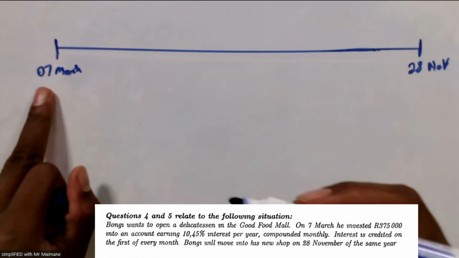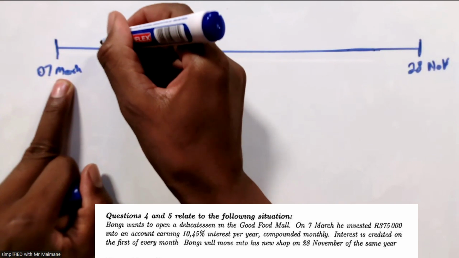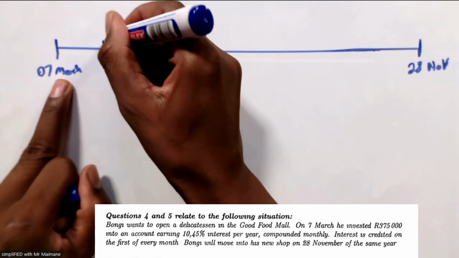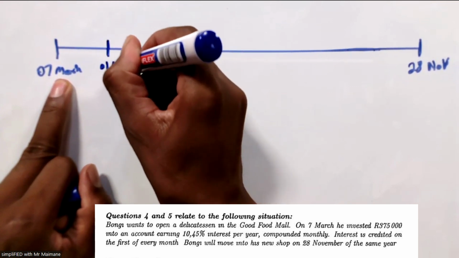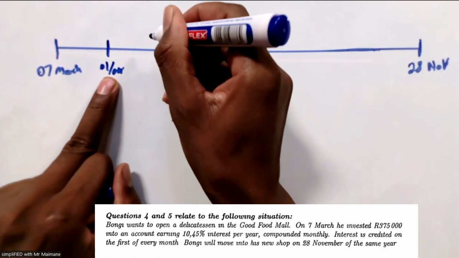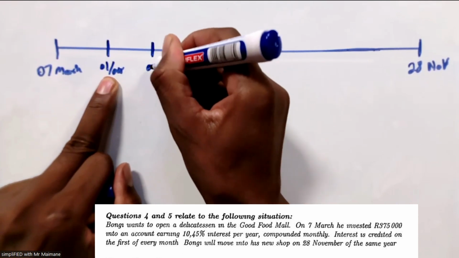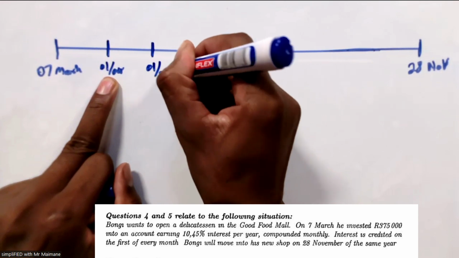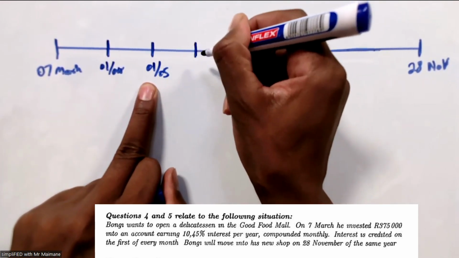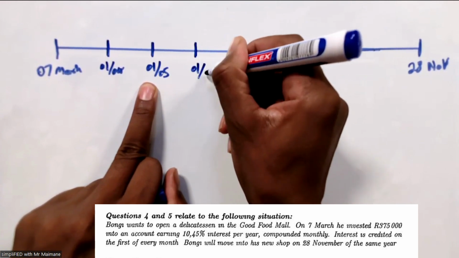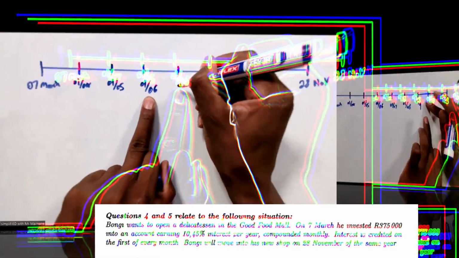So if this is the 7th of March, after March, we have the month of April. So after March, we're going to have the 1st of April here, or the 1st of the 4th month. After April, we have the 1st of May here, or the 1st of the 5th month. Then we have the 1st of June here, or the 1st of the 6th month. After June, we have the 1st of July.